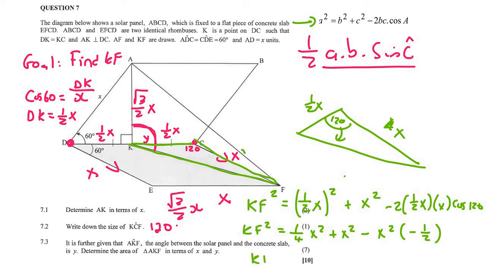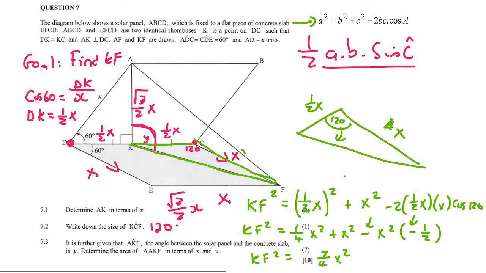So now what we have is KF squared equals, if you go simplify all of this, a quarter plus 1, and then these two negatives are going to become a positive, you're going to eventually end up with 7 over 4 x squared.